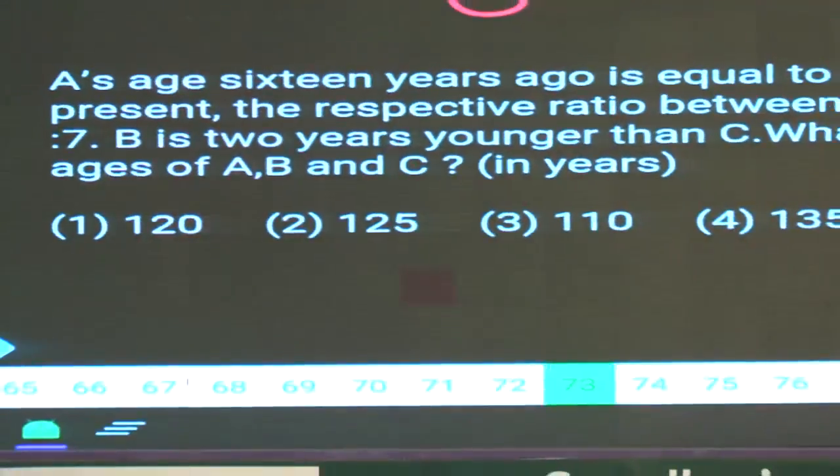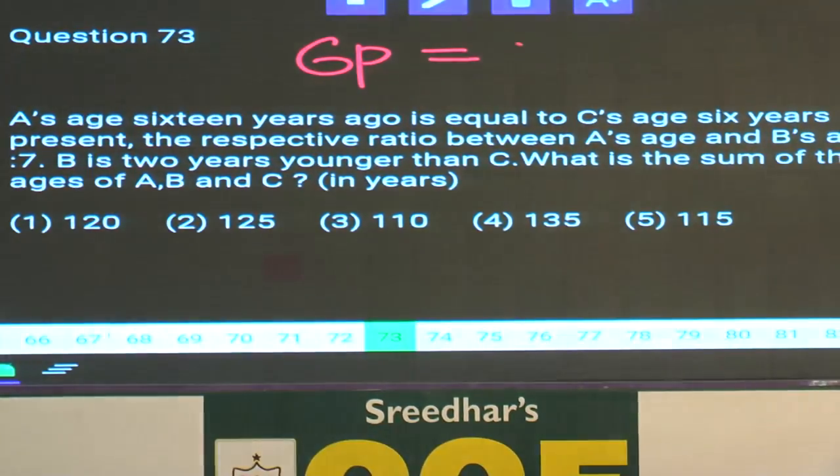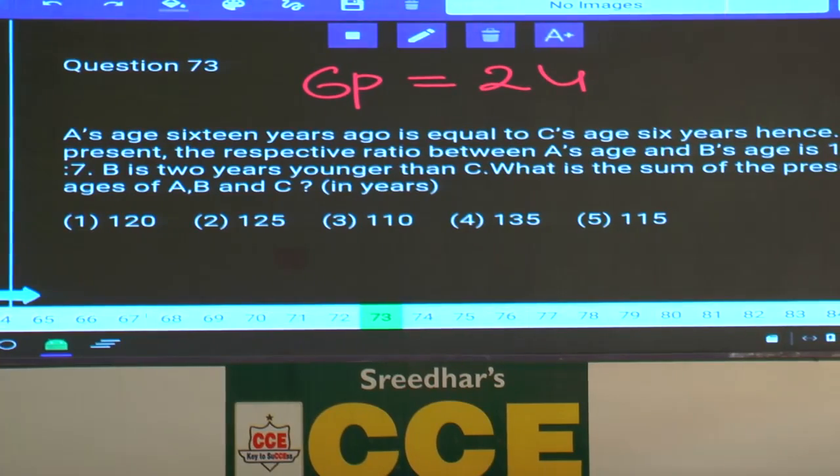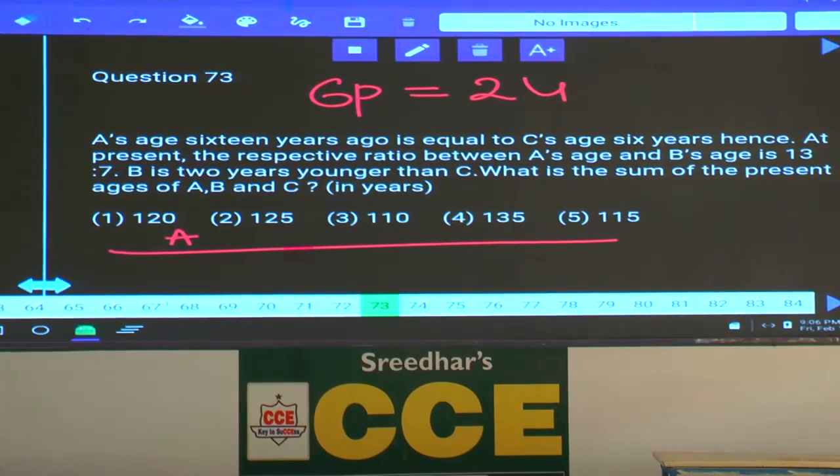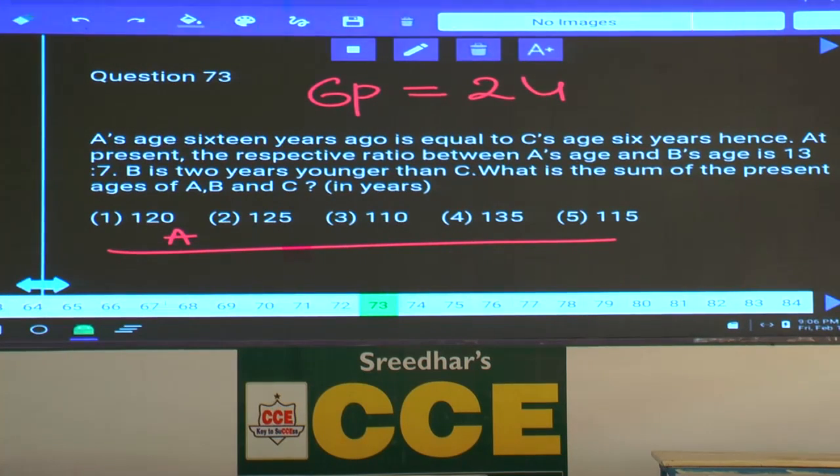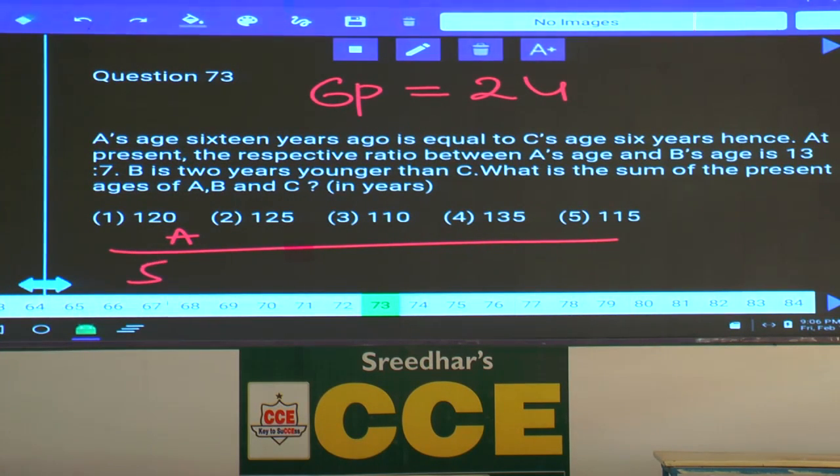A's age is 6 parts more than B, and in terms of years, that is equal to 24. Then A's age is 13 parts. 6 four times is 24, so 13 four times is 52. B's age is 7 parts, 7 four times is 28. C is how many years more than B? 2. If B is 28 years, C must be 30 years. Then what is the sum of A's age, B's age and C's age? 52 plus 28 plus 30, that's 110.